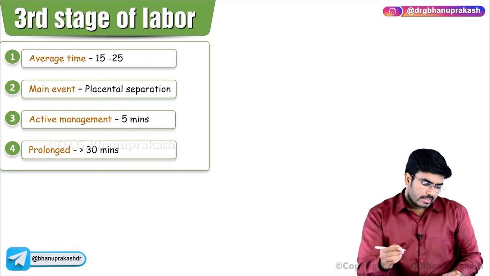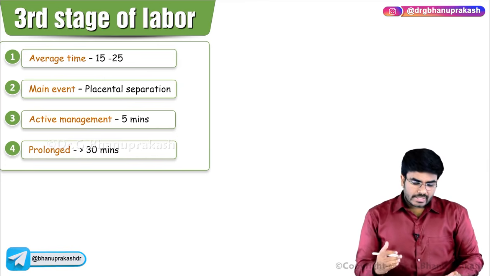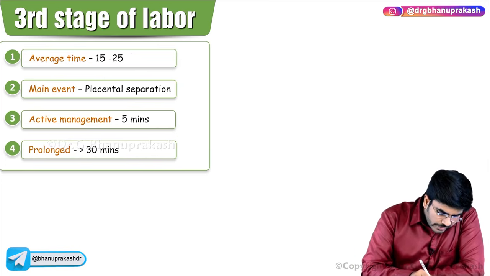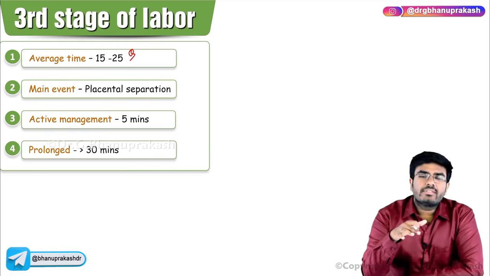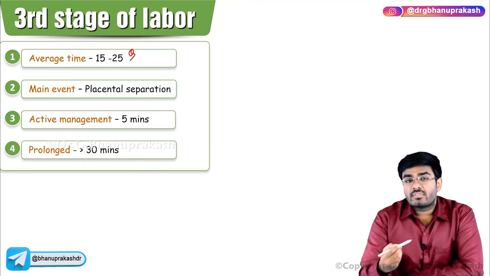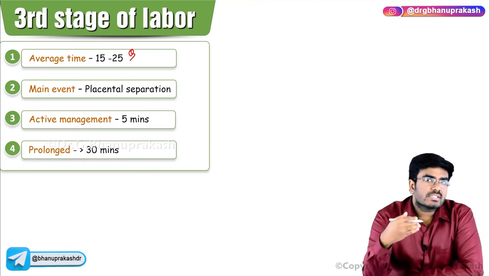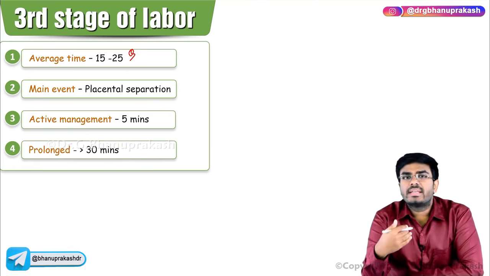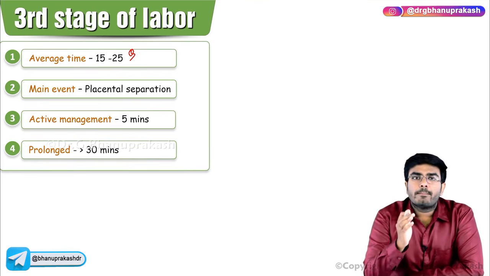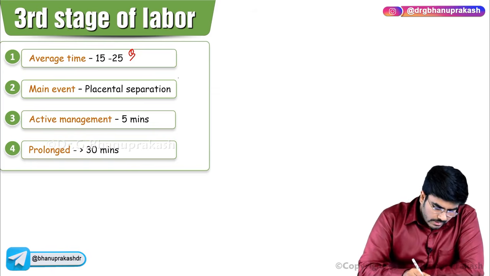Now let's begin. Guys, what is the average time taken for the third stage of labor? It will be somewhere around 15 to 25 minutes. Actually it will be 15 minutes. The main event in the third stage of labor, we have already seen the first stage and second stage of labor, but in the third stage of labor the main event is the placental separation. Okay.